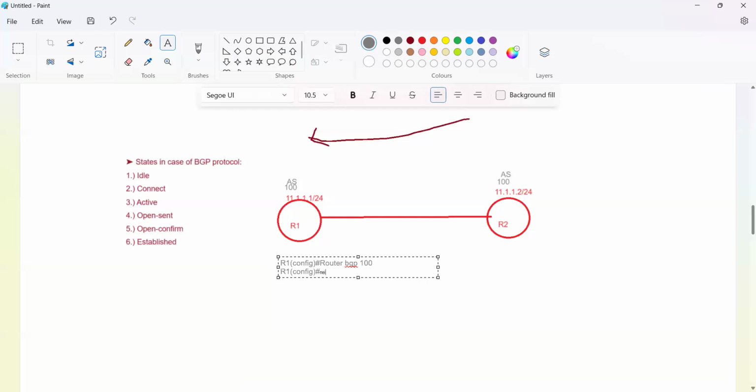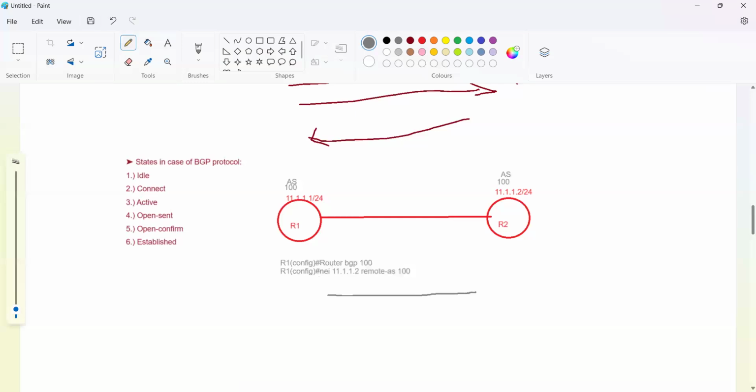How? With the neighbor command, then use this IP address, 11.1.1.1, then remote AS 100. Simple. One side you enable, the other side you have not enabled: that is the idle state. Once both ends are enabled, they try to establish a connection, sending and receiving the open message, the hello message. After they receive it, they send and receive the confirmation, open sent and open confirm. After that, they establish a connection in between.